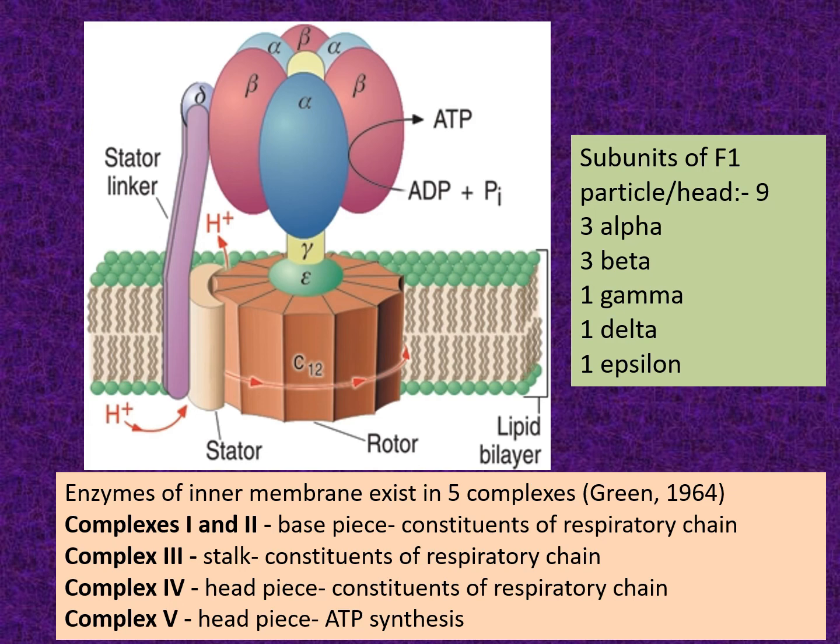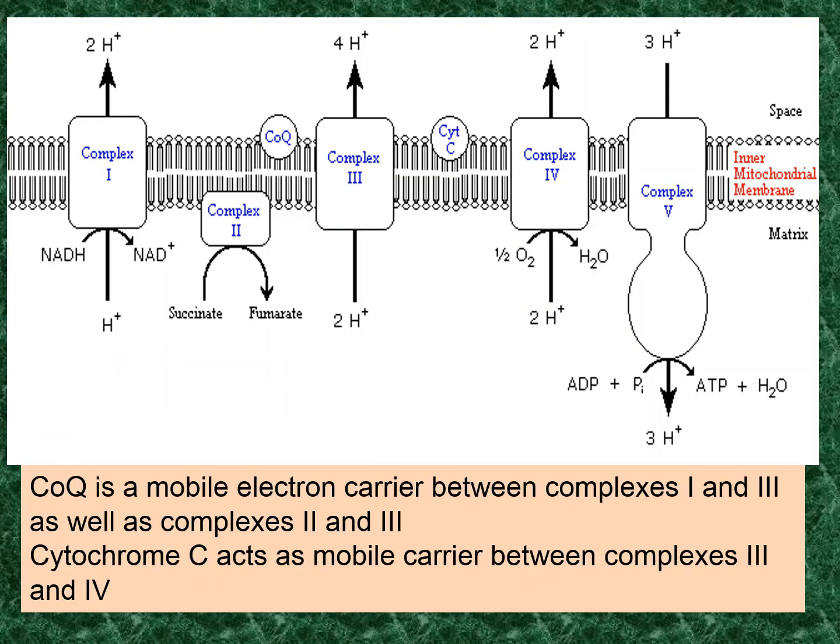Now complexes 1 to 4 are constituents of the respiratory chain. That is, the enzymes present in complexes 1 to 4 are those enzymes which take part in the respiratory chain, whereas complex 5 consists of enzymes which take part in ATP synthesis. And you can also see electron carriers: coenzyme Q, cytochrome C and ubiquinone.